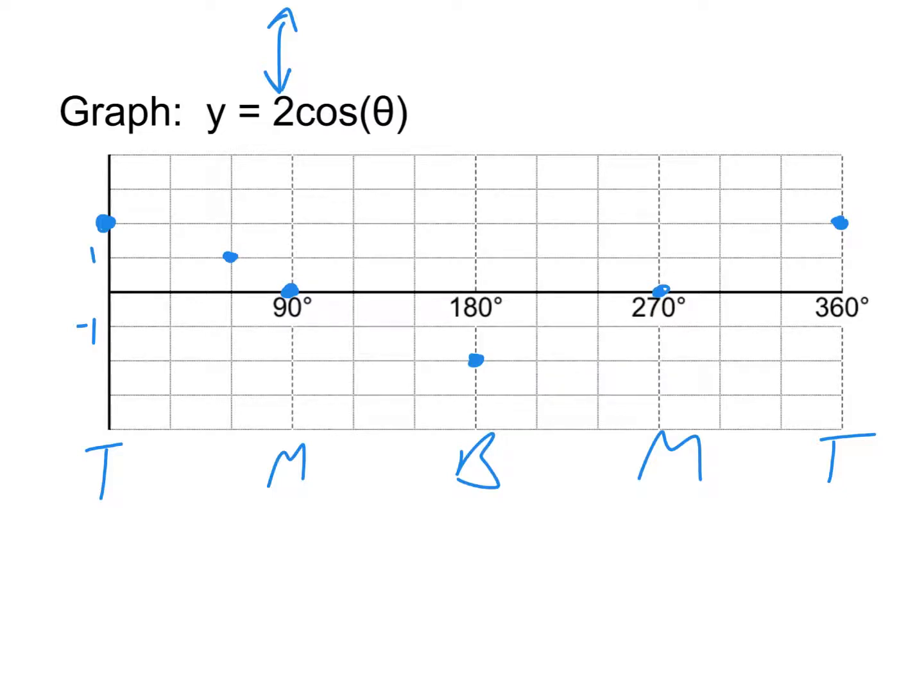The next time it's 1/2 is at 120. So in that case, we're going to go down 1 there. And then 240 and 300 as well. Once you plotted those, you should have enough to make sure that you're going to get a decently smooth curve. So go ahead and draw the curve in from there.